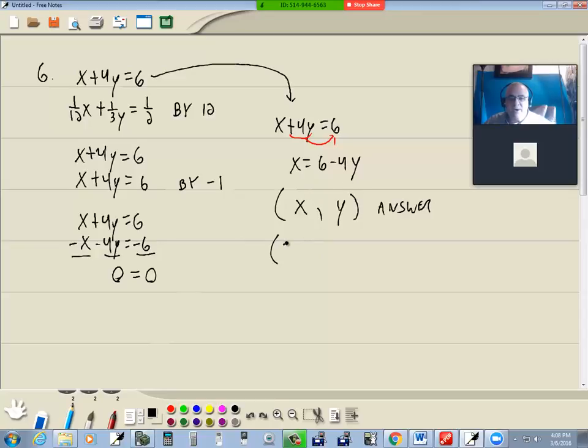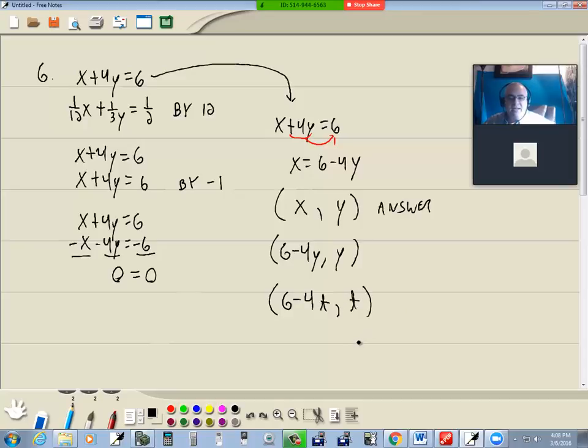So that's our answer. We know what x is. It's 6 minus 4y, so we'll plug that in. And y just remains y. Now, just to really emphasize that this can be anything, we're going to put a different variable here. And I think this book puts t's in there. So we'll replace the y with t.